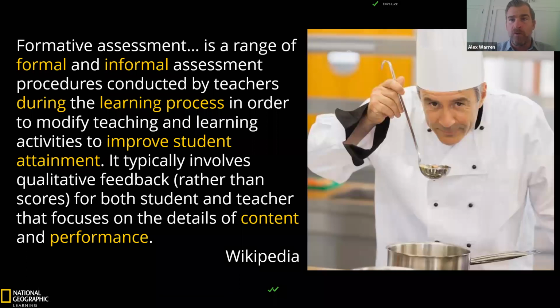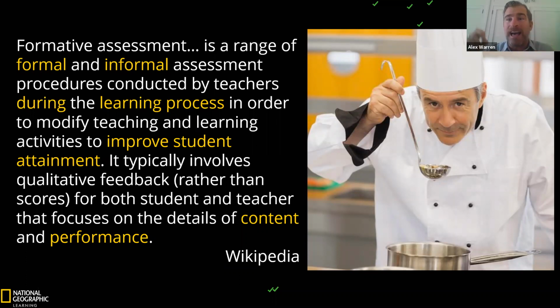This is a Wikipedia one. It's a range of formal and informal assessment procedures conducted by teachers during the learning process. Key thing here, during the learning process, in order to modify teaching and learning and to improve student attainment. It typically involves qualitative feedback rather than scores for both student and teacher that focuses on the details of content and performance.